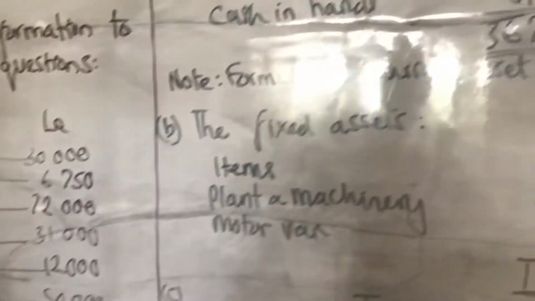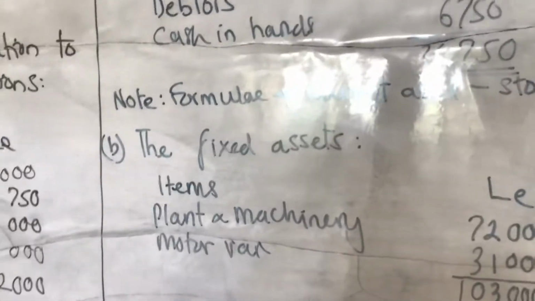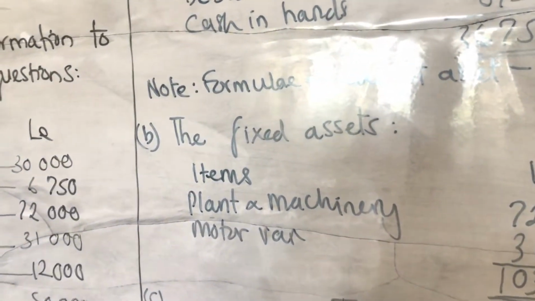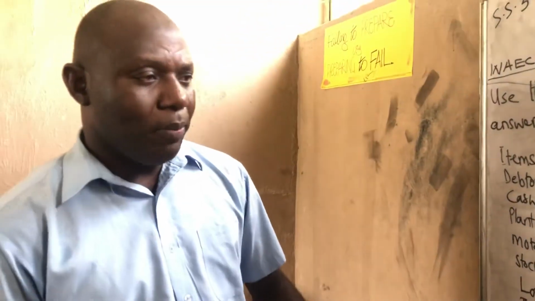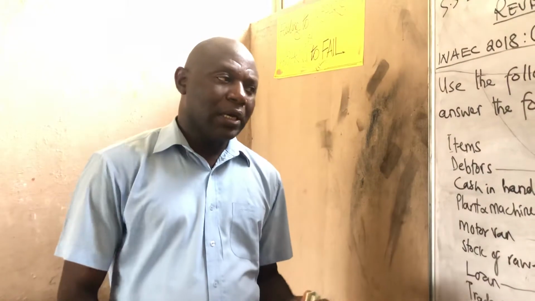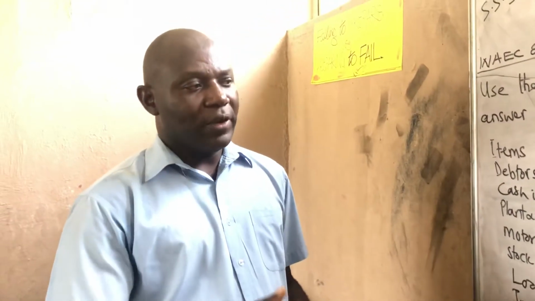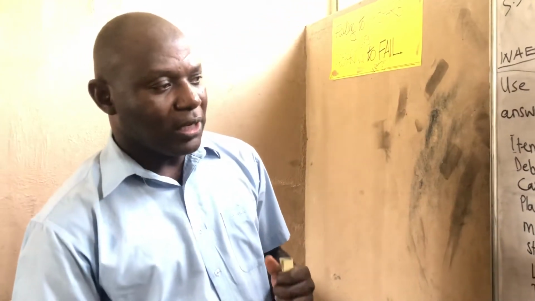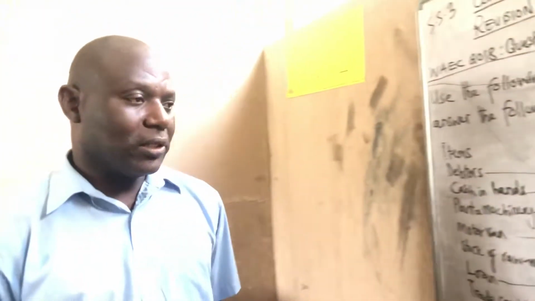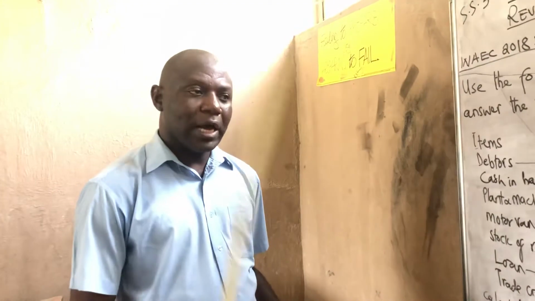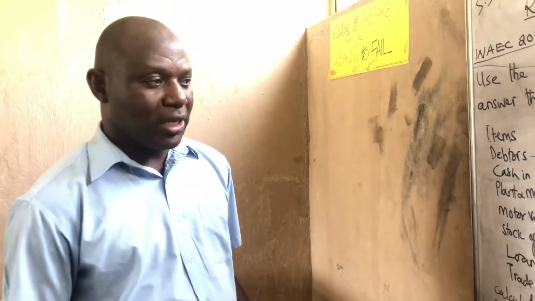Question B says what? The fixed asset. What are fixed assets? Fixed assets are the property of the business of long-term nature. They are there in the business. They are not consumable within a year, unlike your current assets. But fixed assets will definitely be there in order to facilitate the economic activity of the business. Your fixed assets are your long-term property of the business.